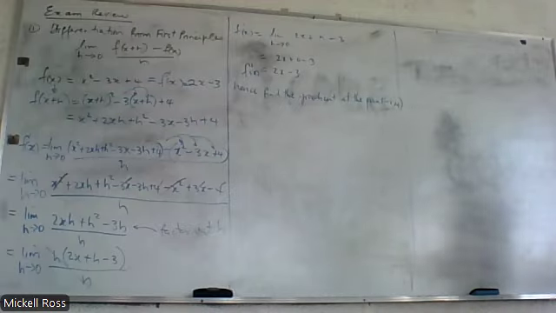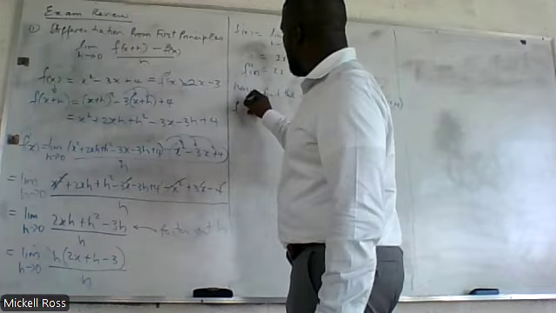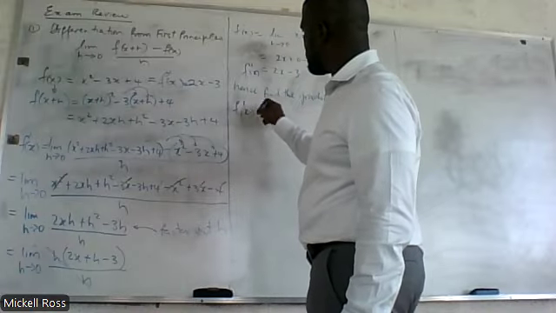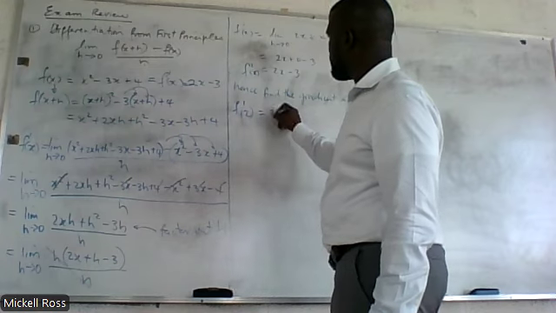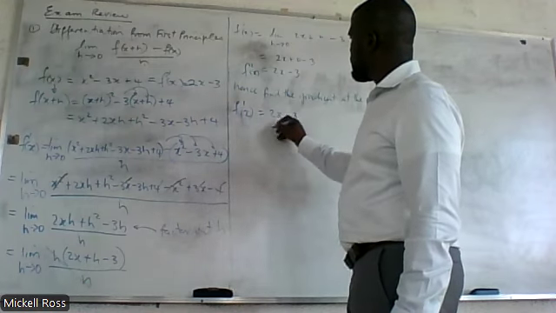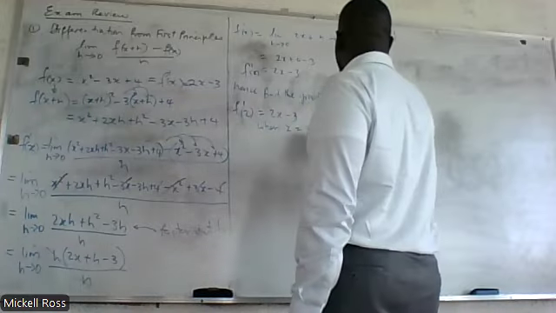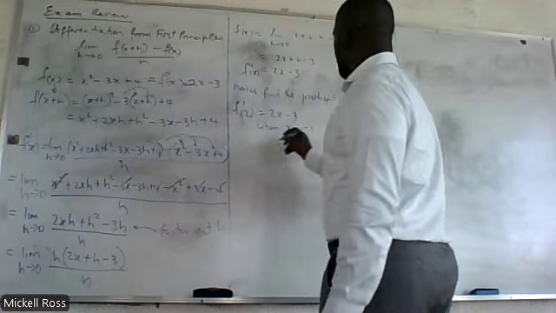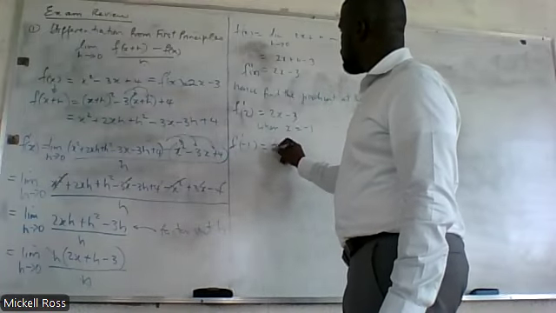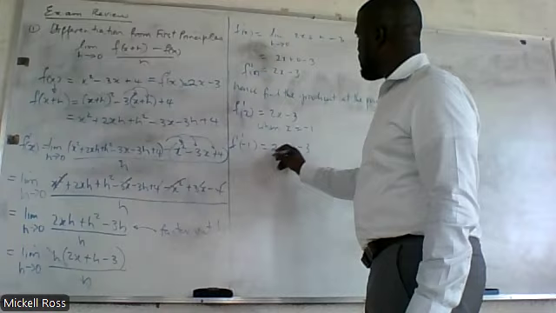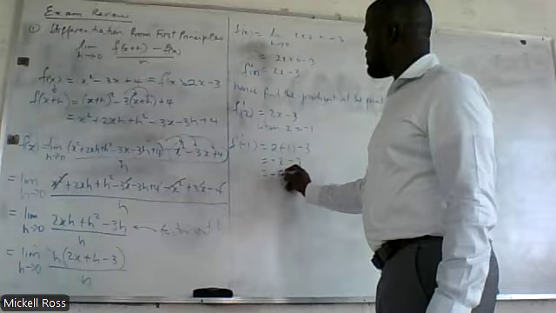If we're going to find the gradient, it's going to be f prime of x. Let's write it back: 2x minus 3. When x equals -1, f prime of -1 is going to equal 2 times -1 minus 3. So this is -2 minus 3, so it is equal to -5.